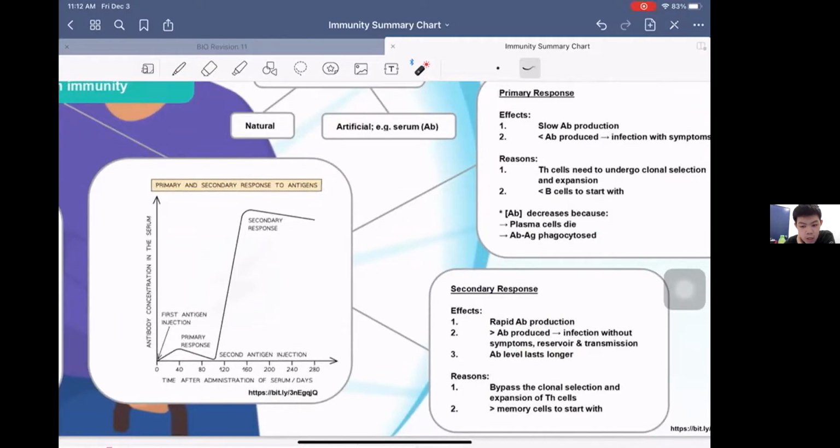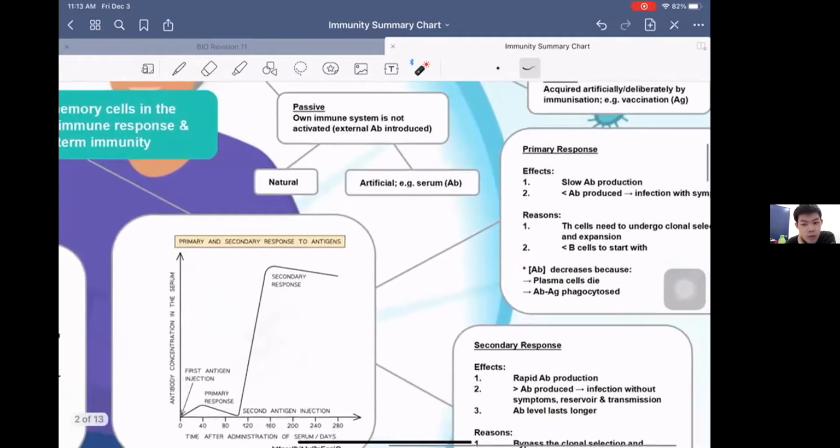So during the second antigen injection, a secondary immune response will be triggered. The antibody production will be rapid and more antibody produced. Because of this, the pathogen can be destroyed completely before any symptoms are developed. So this causes infection without symptoms, reservoir, and transmission. The antibody concentration also lasts longer. This is because the secondary response actually bypassed the clonal selection and expansion, because the T helper cells as well as the memory cells are already produced during the primary response.